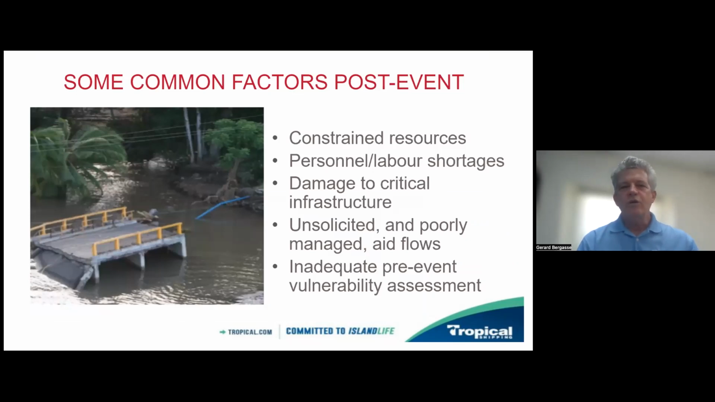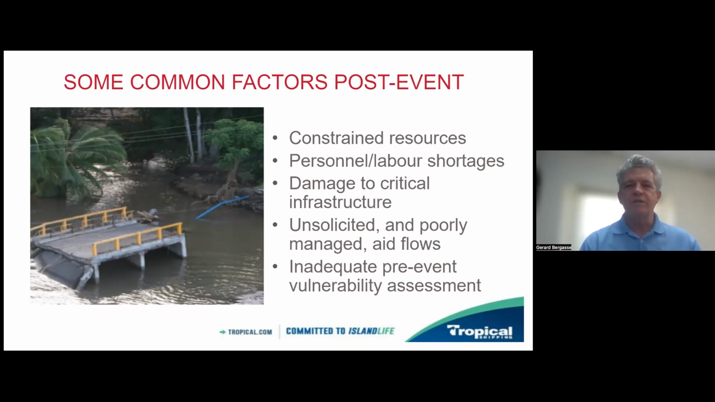So, although each event in each country has its own set of peculiarities, studies have shown that there are commonalities. And those commonalities are things like constrained resources. This is more frequent on the distribution side than on the production side. And often, businesses are competing with the public sector for the same resources. A great example of that is the business that we're in, which is transportation and logistics.